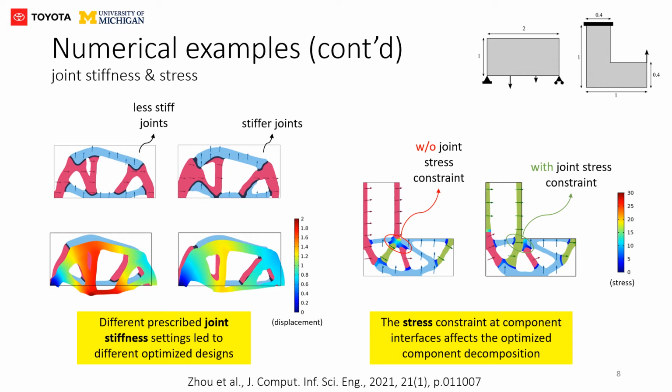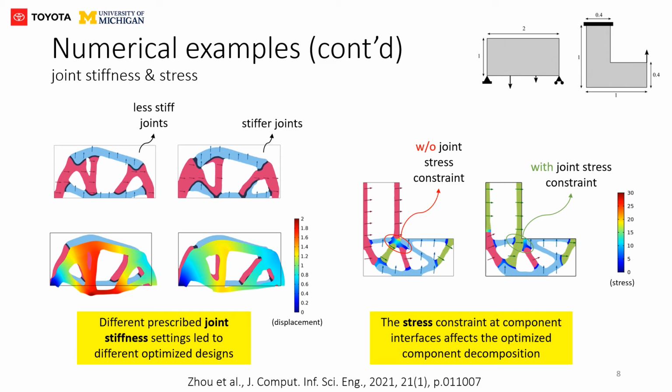To examine the effect of joint stiffness and joint strength on the optimized base topology and component partitioning, 2 examples are presented in this slide. In the left-hand example, 2 prescribed values of isotropic Young's modulus at joints are used. The 2 designs have different base topologies and joint configurations. Due to the stiffer joint property, the design allocates the joint material at the loading location. The joint length is also notably longer to take advantage of the stiffer joint property.